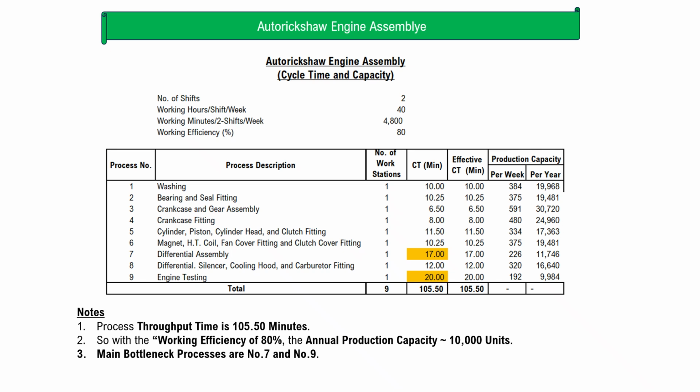As we can see, process number 7 and process number 9 have the highest cycle times, that is 17 minutes and 20 minutes. 20 minutes is the highest cycle time, of engine testing, that is process number 9. It will define the production capacity of the whole line, about 9,984, that is about 10,000 units with small adjustments.